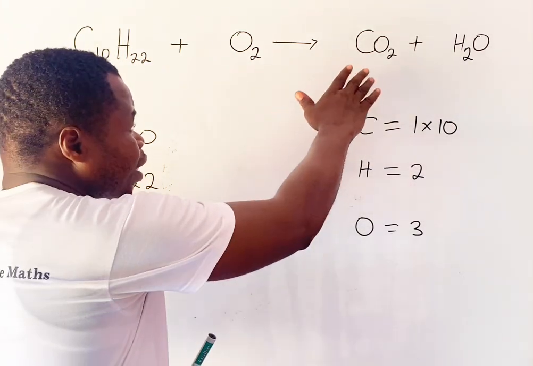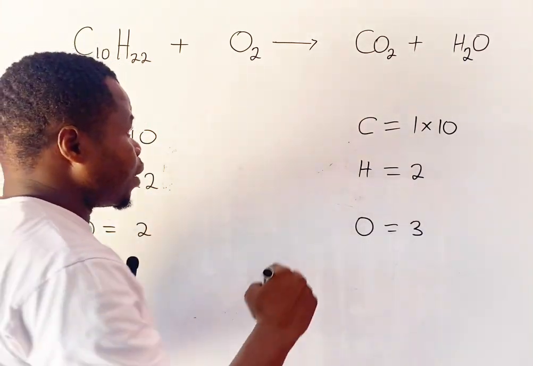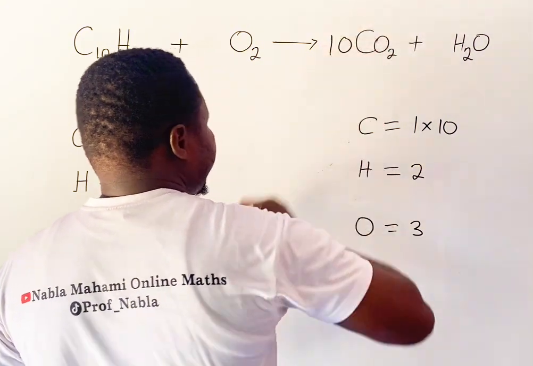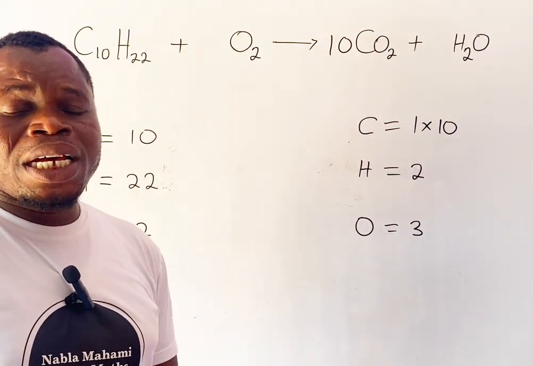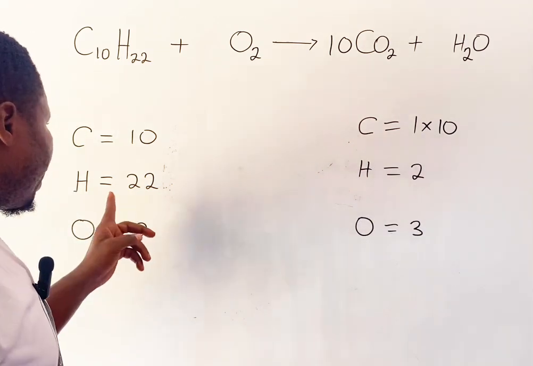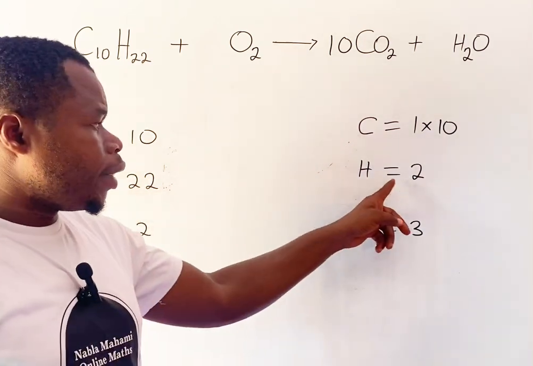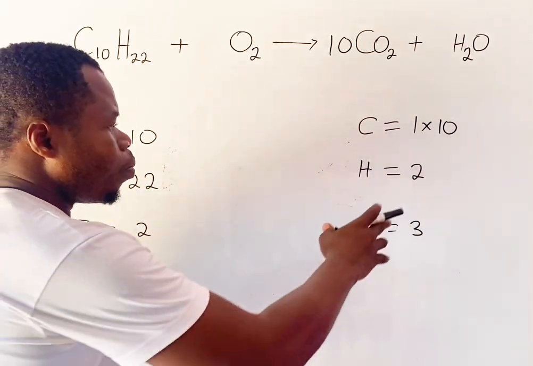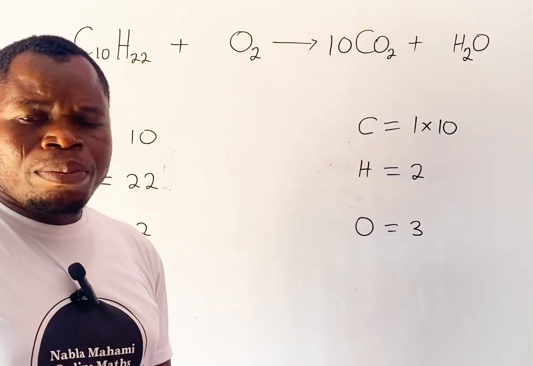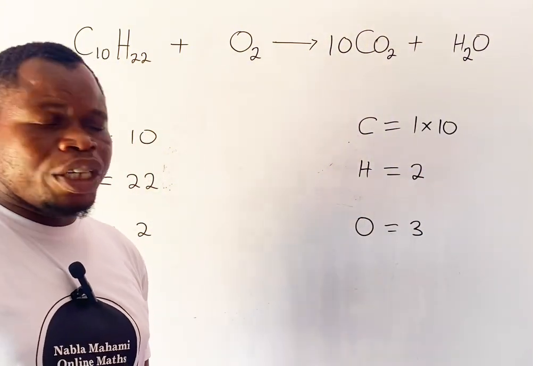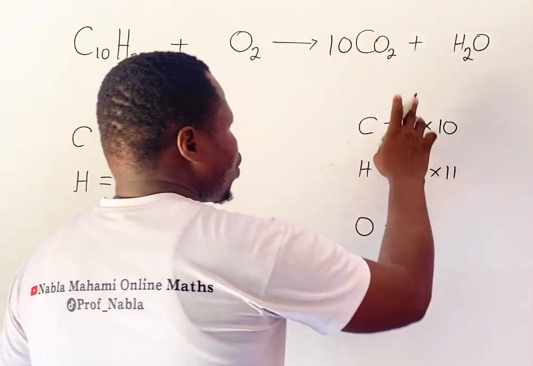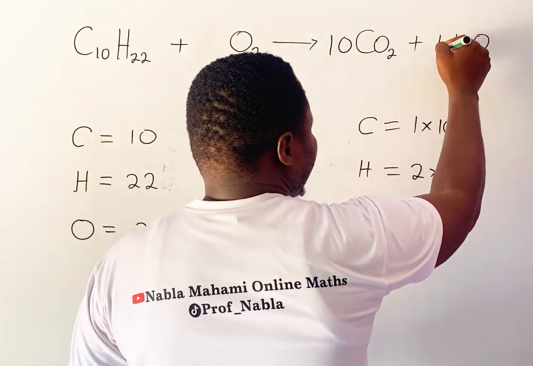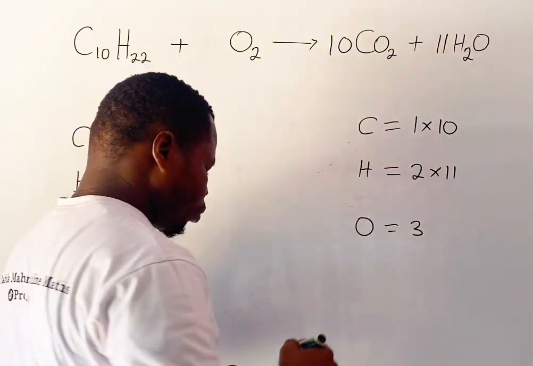So I will now go wherever I see C, and I'll write 10 against that. So here I'll have 10 CO2. That means that C has been balanced. Then we'll take H. Here we have 22. This side 2. We'll try to balance this one. What number will you multiply by 2 and you get 22? It means that here I have to multiply by 11. So I will now go where there is H, and I'll write the 11 there.